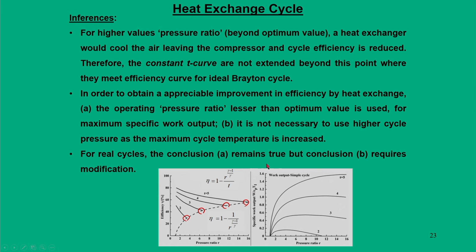And finally, we will say that if you want to operate at a pressure ratio lower than the optimum value, then we require certain modifications. What modification we will do, we will see in the next class. From the basic variant of the simple gas turbine cycle and the heat exchange cycle, we will have a few modifications that can be used for its practical utility, to account for the fact that we have to get appreciable improvement in the thermal efficiency by heat exchange.